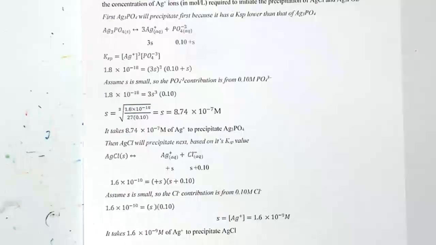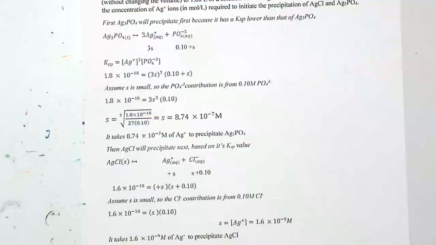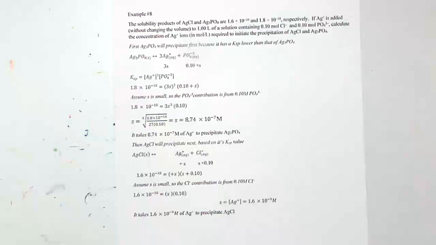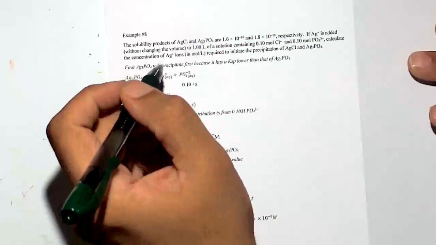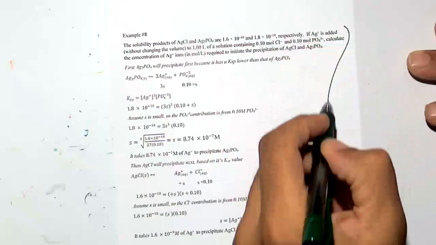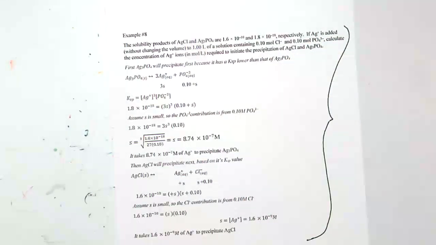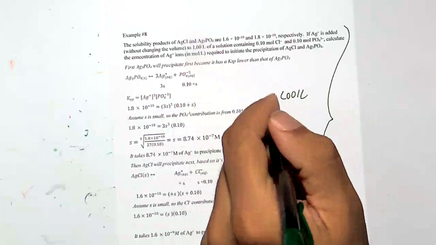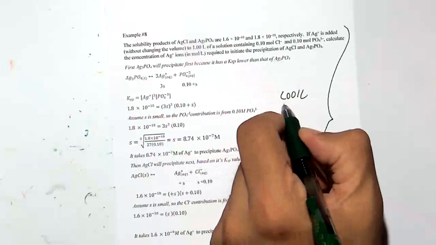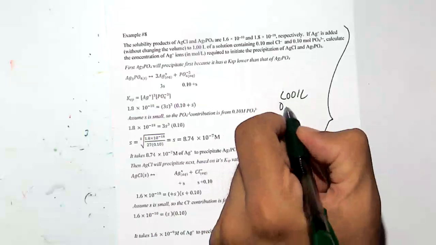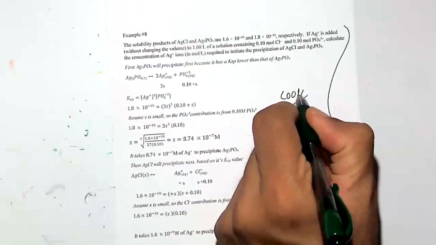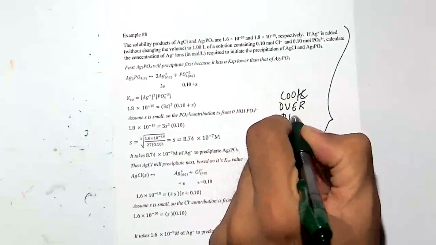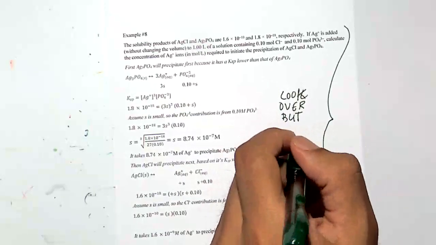Example 8 is something that you can look at and do at home. This is a more difficult problem, so it's not on the test, but you can look over it. If you can do this problem, then you should be good for the exam. But this type of problem will not be on the exam. It's a little bit higher depth. So look over it, but the concept is not on the exam.